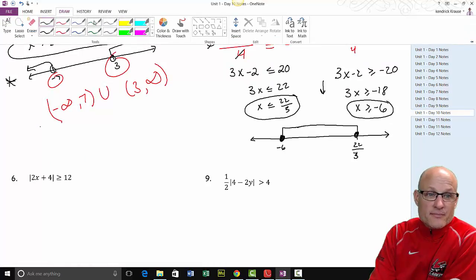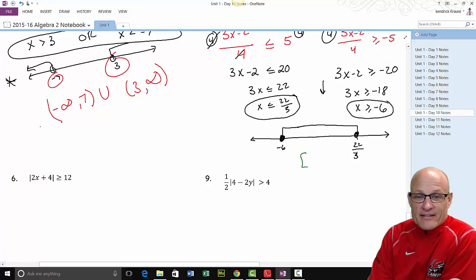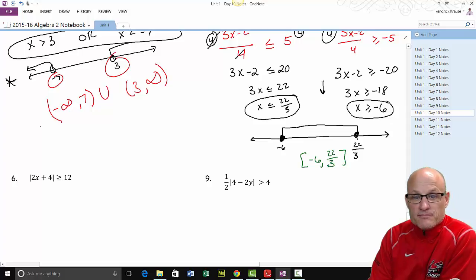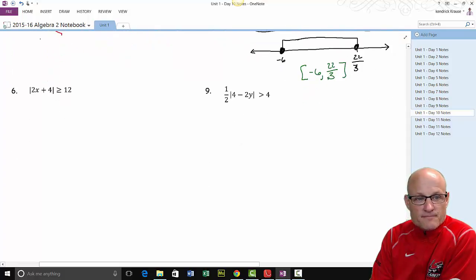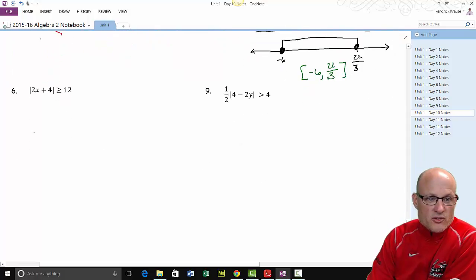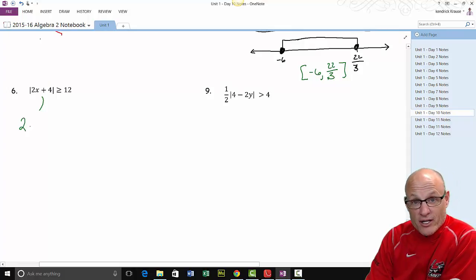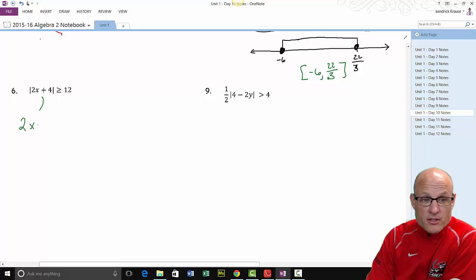Let me do this in green. Bracket. Let's see, the small number goes on the left, so that's negative 6. And the large number goes on the right, 22 over 3. There she is. Moving on. Split them. Again, pause this. Try it on your own. See if you get the right answer.